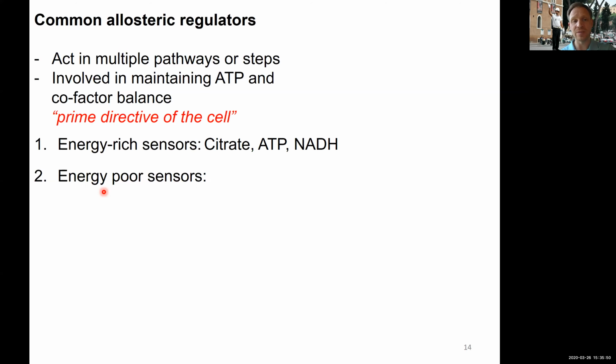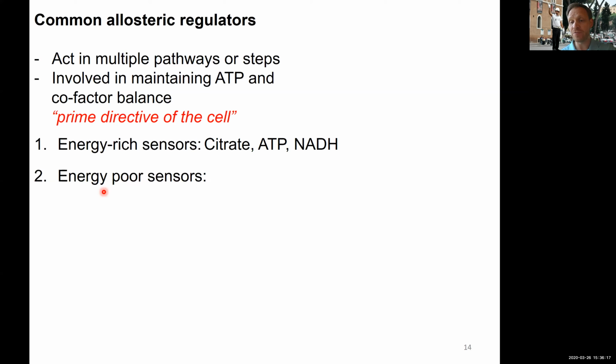So here are some examples, right? As energy-rich sensors, there is ATP itself, right? If we're making a lot of ATP, we don't really have a need to make more. We have a lot of ATP to do biochemical work. That would be an energy-rich sensor. NADH, the same, right? If NADH accumulates, it would mean that you actually don't have much of a requirement to run your ETC. So that would sense, yeah, I seem to have enough energy.